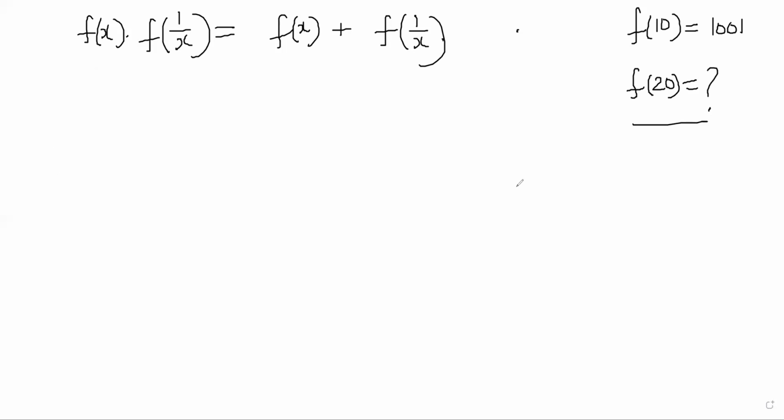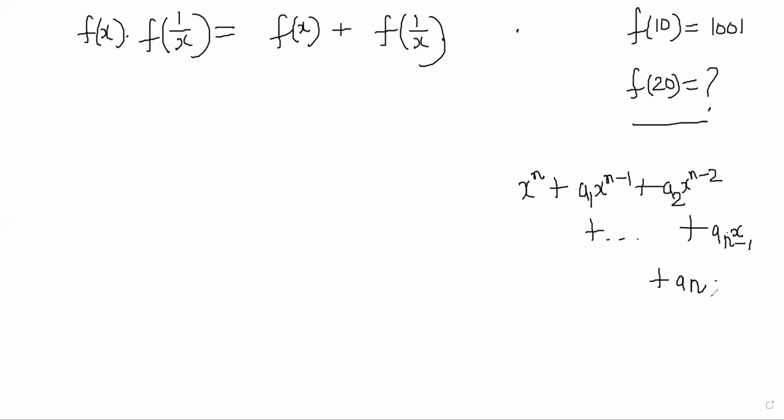Now f(x) is a polynomial function, so it will be something like this: x^n plus a1 x^(n-1) plus a2 x^(n-2) and so on, plus a(n-1) x plus an, right? This is my polynomial.